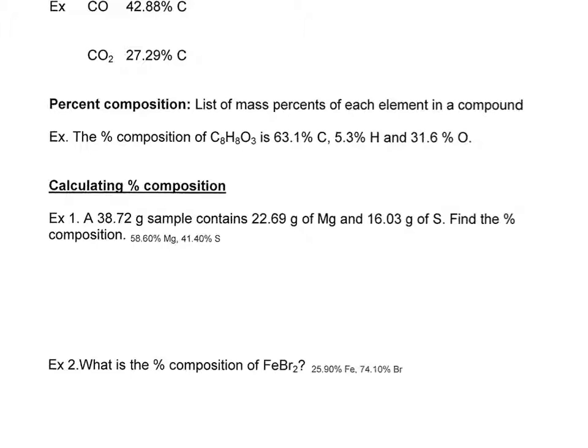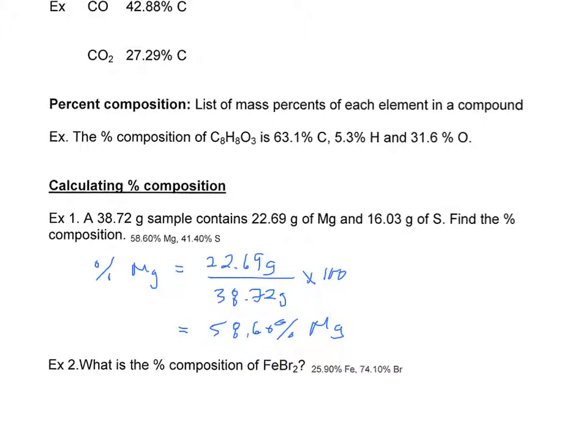Let's start with the magnesium. I take the mass of the magnesium, 22.69 grams, and divide it by the mass of my whole sample, 38.72 grams, and then I times it by 100. This gives me 58.60% magnesium. I can have 4 sig digs in this answer.